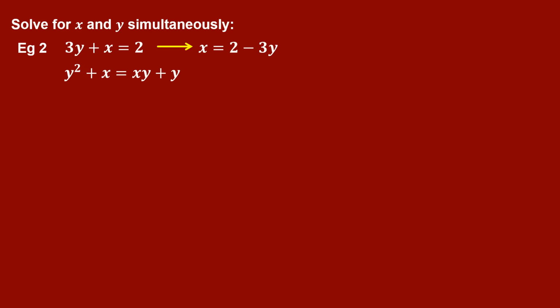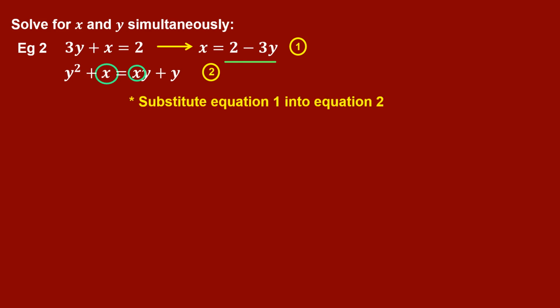So that's your first step. So make sure you can get either x or y on its own. You want to avoid fractions at all costs though. So this time it's best to get x on its own. And now I've got equation 1 and equation 2. Now every time we see an x in the second equation, we're going to replace that x with 2 minus 3y. So we're going to substitute equation 1 into equation 2.